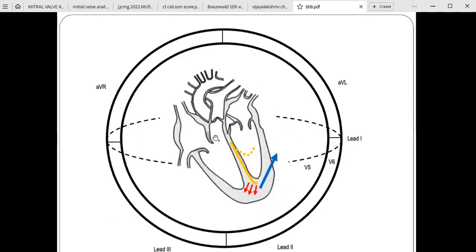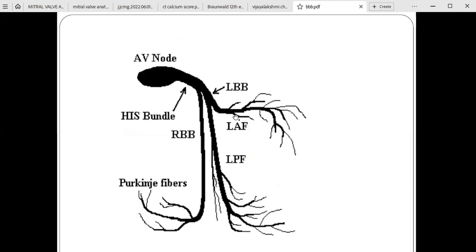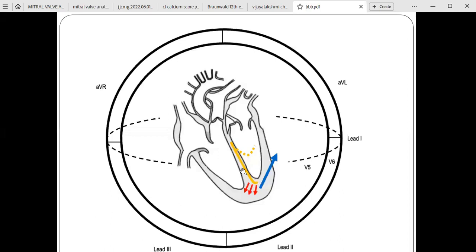Now in left anterior fascicular block, when these fibers are blocked, the depolarization wave will initially go into the left posterior fascicle. So normally the left posterior fascicle will get activation first. Activation will occur here initially, and all the vectors are going in the direction of leads 2, 3 and aVF. So initial activation will occur at leads 2, 3 and aVF. This will produce a small R wave because the voltage generated is not sufficient. There will be a small R wave in leads 2, 3 and aVF.